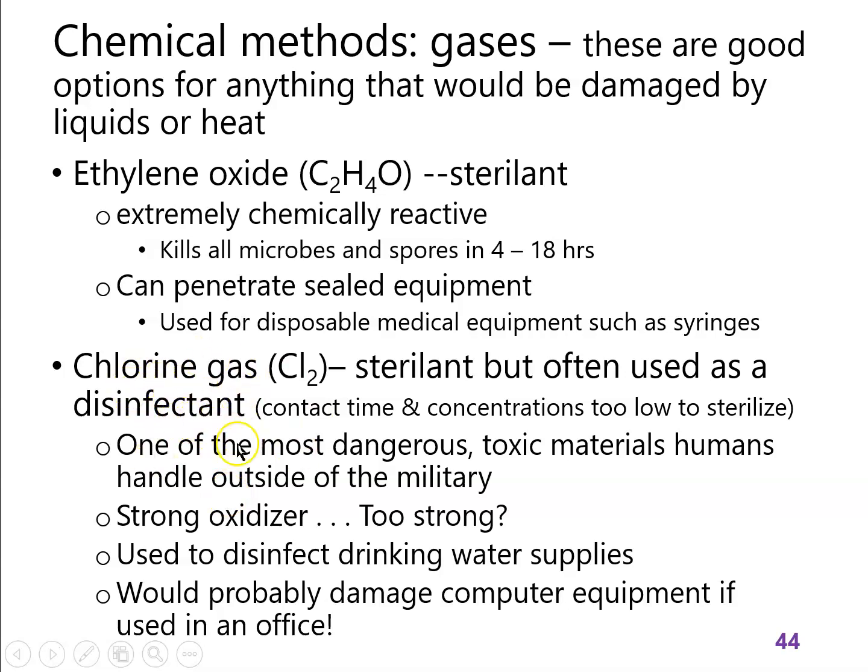Chlorine gas is another sterilant, but it's extremely dangerous. So is ethylene oxide, but chlorine gas is more common. We use it to do things like disinfect drinking water. If you go to a water treatment plant where they make drinking water, they put chlorine gas into it, and that usually won't sterilize it, but it will disinfect it.